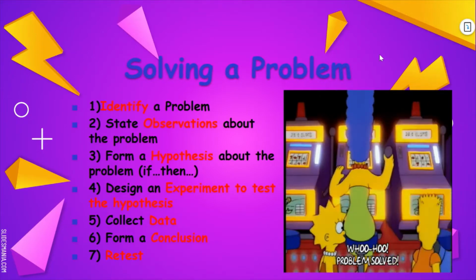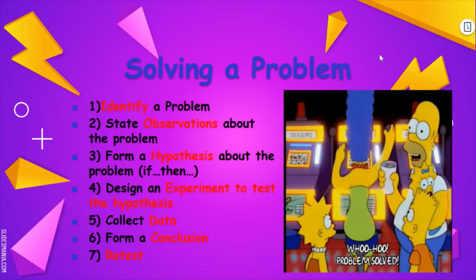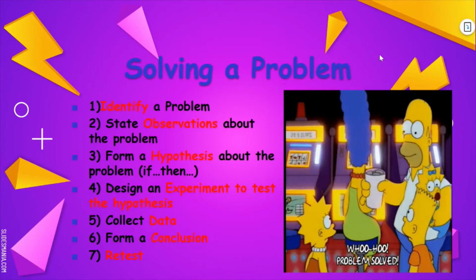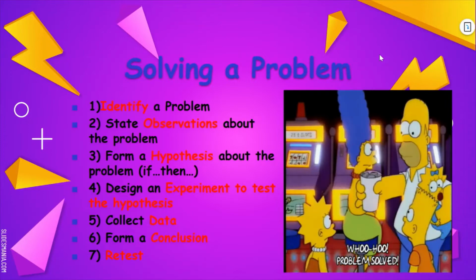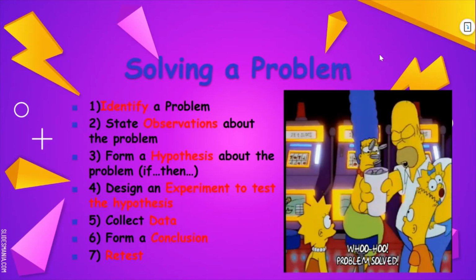And then after that, we formed a conclusion, right? Either this experiment supported our hypothesis, or did not support our hypothesis. That was our conclusion. And we didn't do the retest part, but if you were trying to make sure it wasn't a fluke or just some lucky one-time thing, you want to retest it and try it again. So these are the steps of the scientific method.